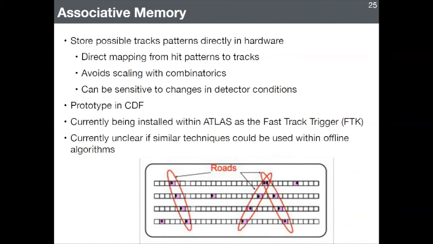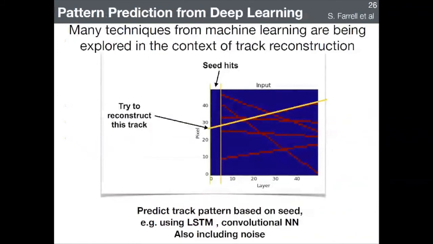Now, there was a prototype that was actually in CDF, and it's currently being installed within ATLAS as the FTK, which is our fast track trigger. And this is a picture trying to show you how you might end up getting these patterns out of your hits. But although it's been discussed, it's not at the moment clear exactly how you could use something like this within offline reconstruction. It's really to do with how you would actually get the data there, how you would get it back, and whether that would take more time than using the algorithms that you had. But nonetheless, something interesting to think about.